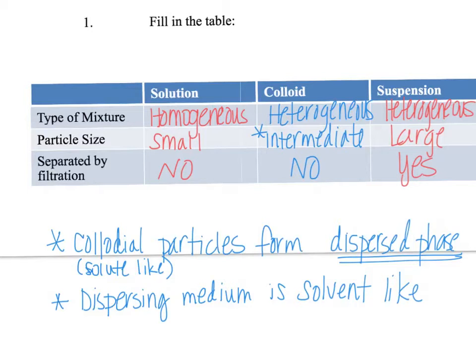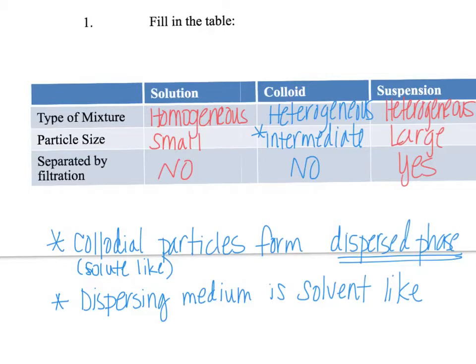All right, so we had this table to fill in concerning the differences between solution, colloids, and suspension. The type of mixture for a solution is homogeneous. It has a small particle size, and it cannot be separated by filtration. And remember, when we're talking about solution, the solute is what's being dissolved, and the solvent is what's doing the dissolving. A colloid is a heterogeneous mixture. Their particles are intermediate in size, and they can't be filtered out.